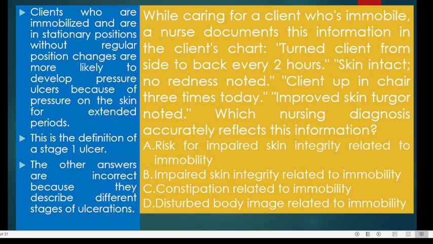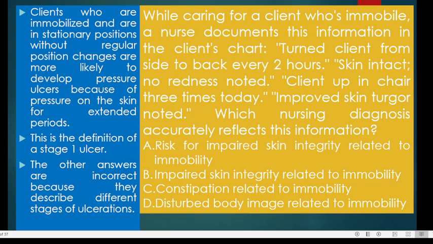So clients who are immobilized in positions without regular repositioning are more likely to develop pressure ulcers because of pressure on the skin for extended periods. And this is normally the definition of stage 1.